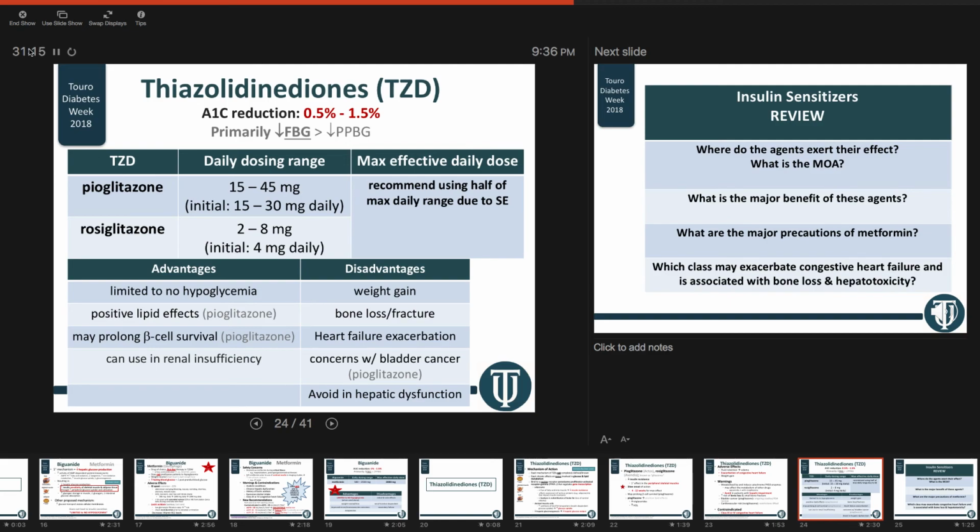For disadvantages, we need to watch for weight gain, and there might be a high risk of fracture and heart failure exacerbation. Pioglitazone has been associated with bladder cancer. However, as I mentioned earlier, the data is mixed, so there are studies going on to find out what the truth might be. And for those whose liver is not working so well, we might want to avoid this medication.